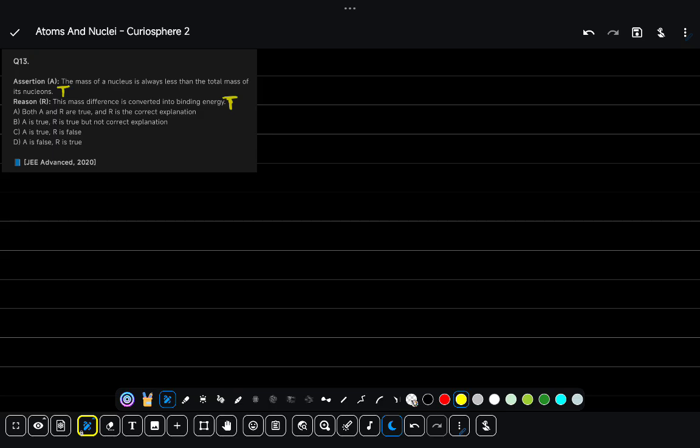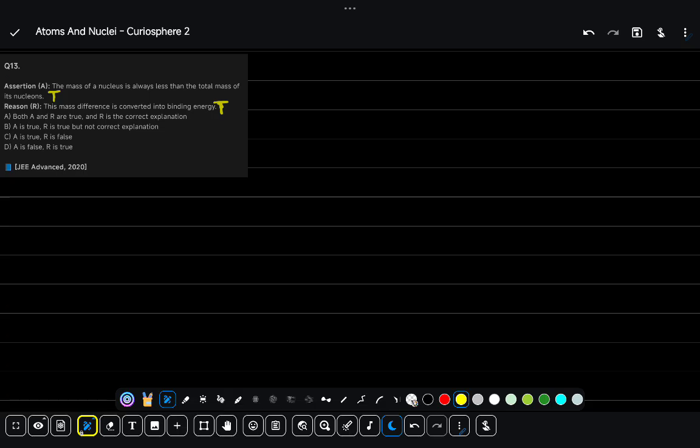So the first option: the mass difference is converted into binding energy, and that is why that is the correct reason, because the mass difference is converted to energy, the total mass of the nucleus is less than the total mass of the nucleons. Is that so? Does the reason explain the assertion, or does the assertion explain the reason? Think carefully.